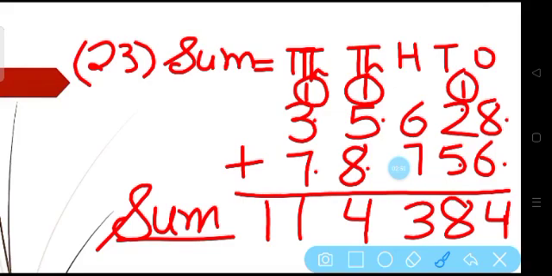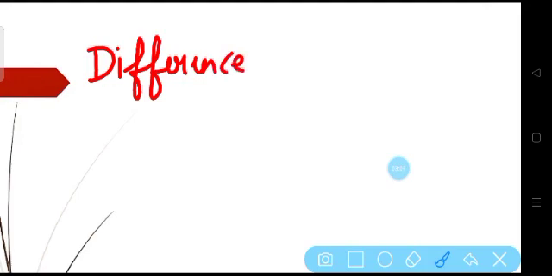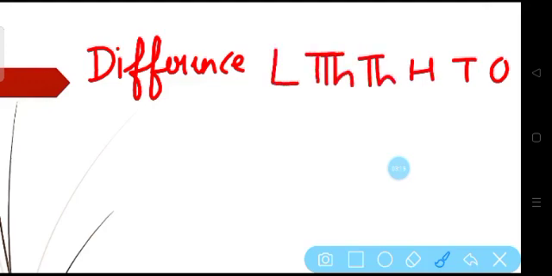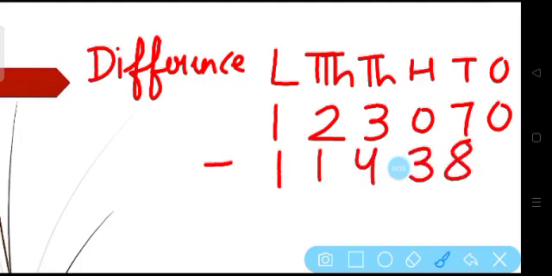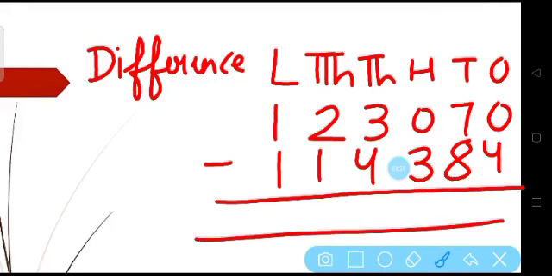So hence our sum is 1,14,384. Now this sum you have to subtract from the given part, that is 1,23,070. So the next step is to find the difference. Again we will be writing the place value chart as ones, tens, 100, 1,000, 10,000 and lakh. First you write 1,23,070 and under that you write 1,14,384.